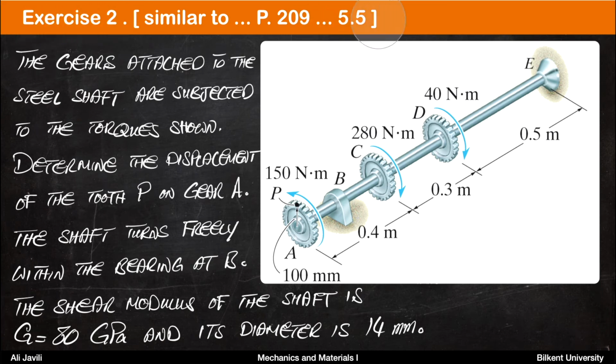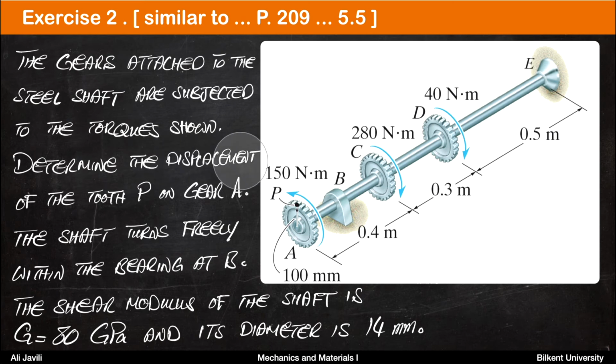Exercise 2 of this lecture is similar to problem 5.5 on page 209 of the book. The gears attached to the steel shaft are subjected to the torques shown in the figure. So you have the shaft, you have 3 gears on it, and on each gear you apply an external torque as shown in the figure. Determine the displacement of the tooth P on gear A. So here it's point P or tooth P on gear A. We want to know under this loading how much displacement it gets.